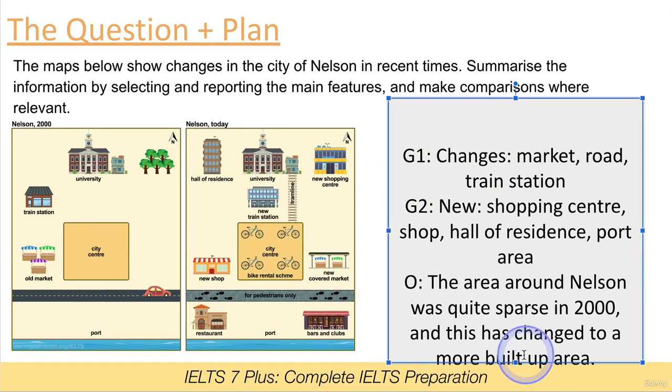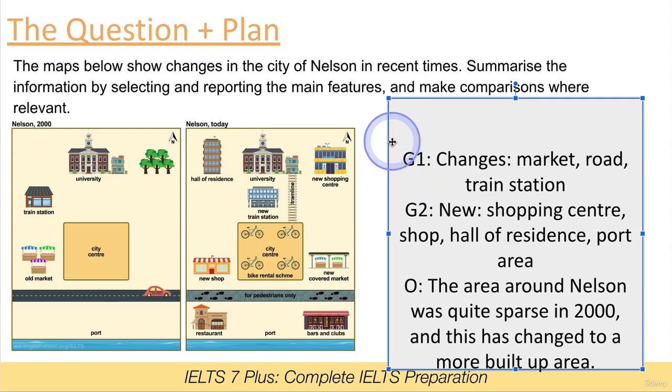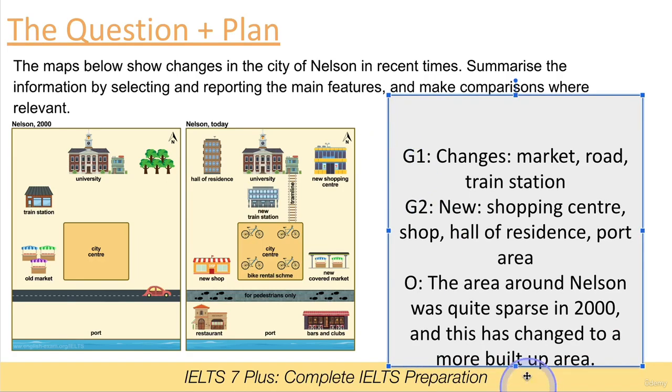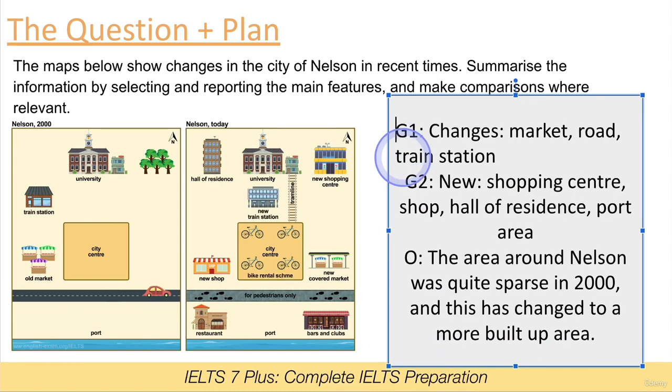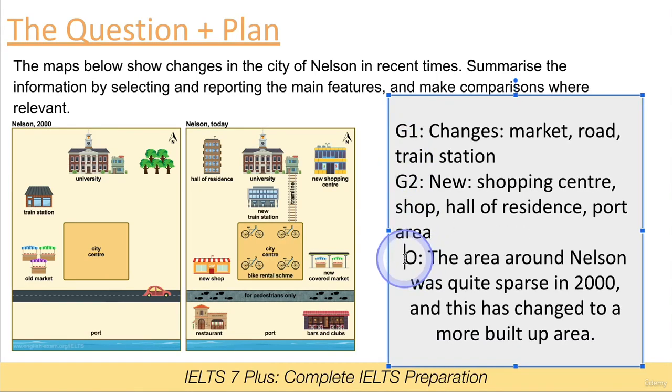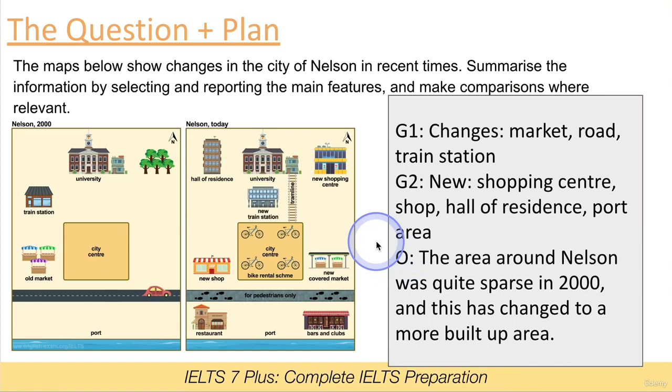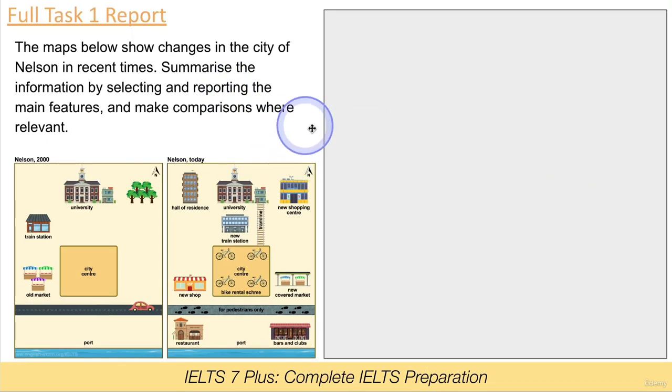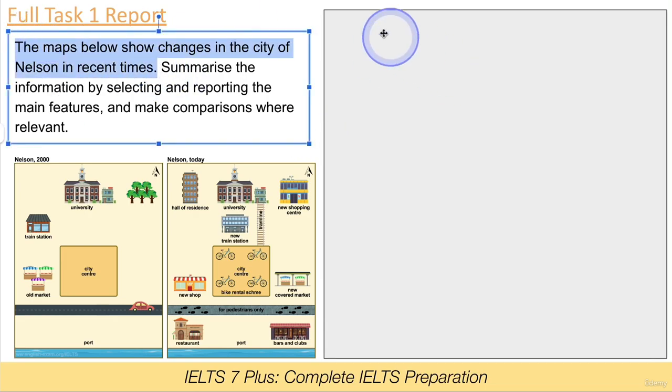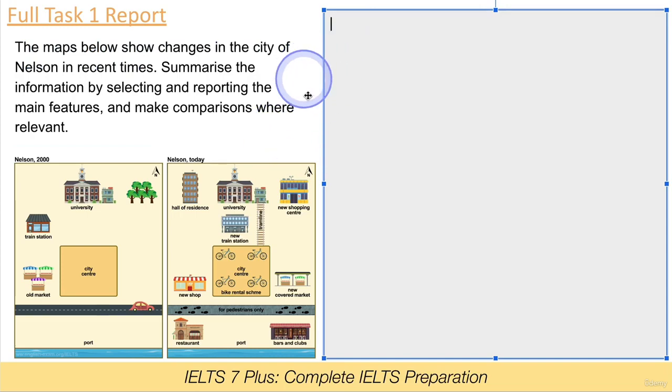Just make that a bit bigger. Okay. So we've got our two groups and then we've got our overview as well. So this is going to form our nice plan for our essay. This will help us stay focused and ensure that we're answering the question properly. All right then, so let's go to the write-up itself, and we're going to start by paraphrasing the first sentence here. This is what we do in all task ones and all task twos, in fact. Okay, the maps below show changes in the city of Nelson in recent times.